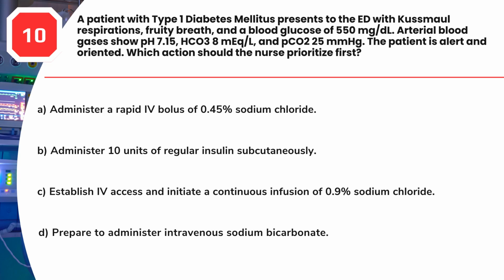Question 10. A patient with type 1 diabetes mellitus presents to the ED with Kussmaul respirations, fruity breath, and a blood glucose of 550 mg per deciliter. Arterial blood gases show pH 7.15, HCO3 8 milliequivalent/L, and PCO2 25 mm of mercury. The patient is alert and oriented. Which action should the nurse prioritize first?